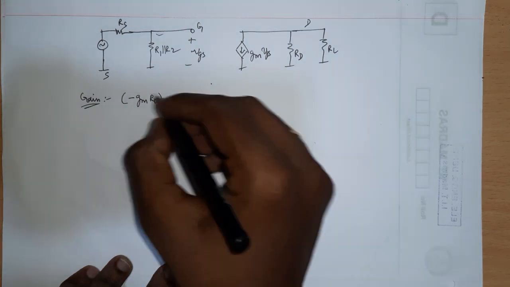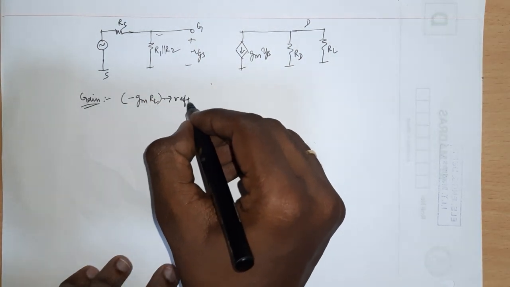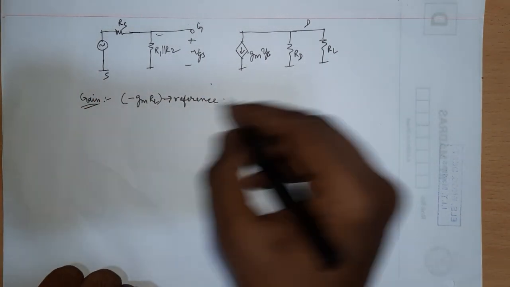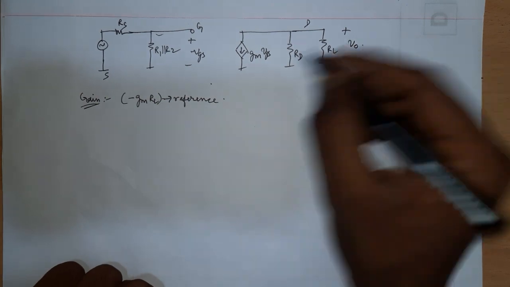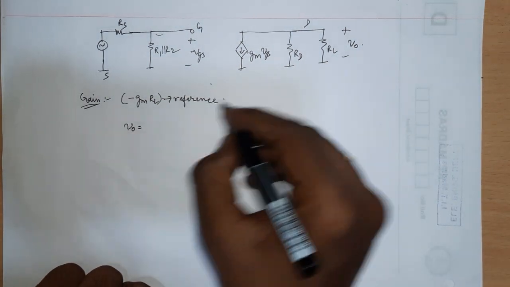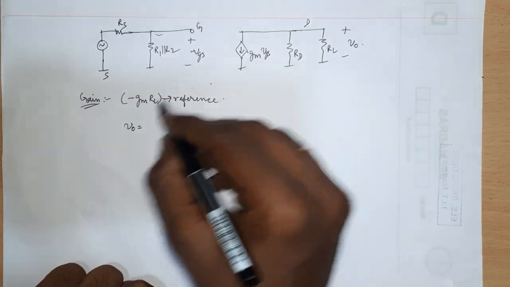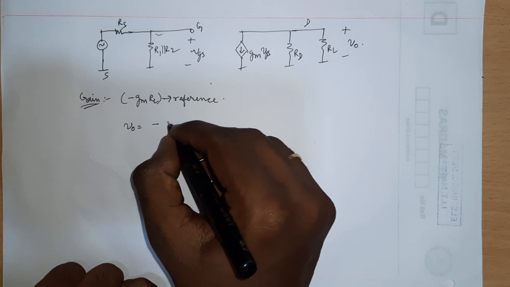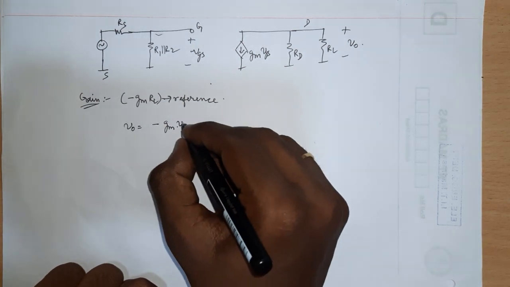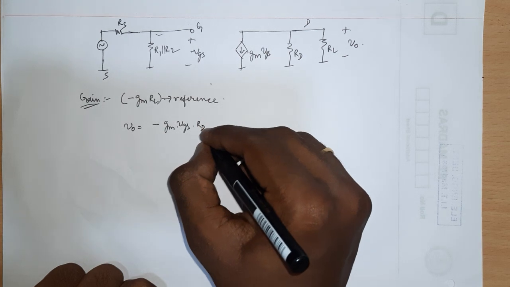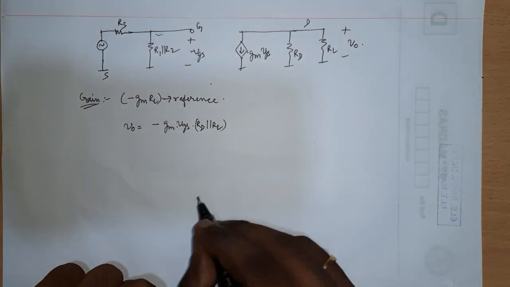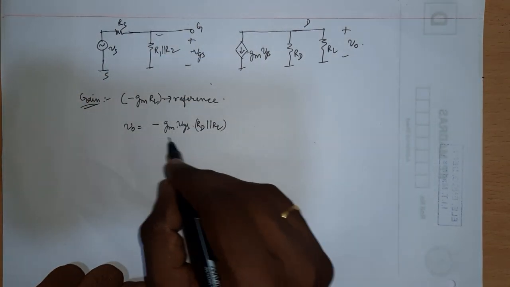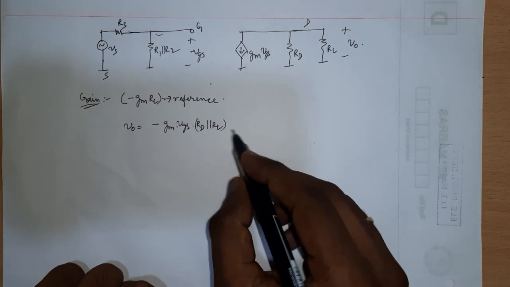So this is the reference, but for this circuit, first let me figure out my output voltage V0. V0 is equal to the negative of this current multiplied by the parallel resistors, right? So gm VGS into RD parallel RL. If VGS is equal to VS itself, then my gain would be minus gm RD parallel RL. But VGS is not VS.